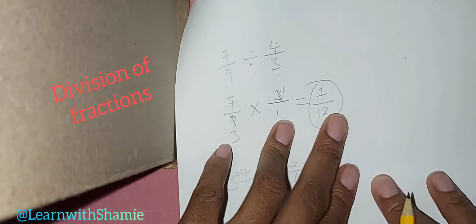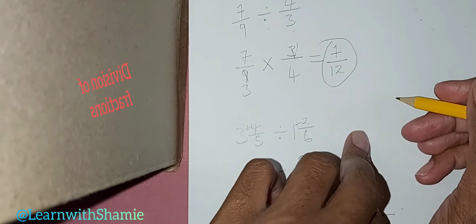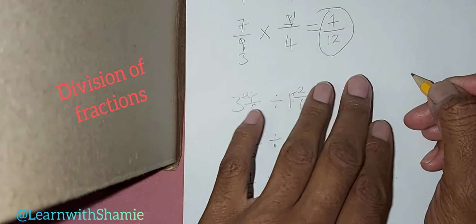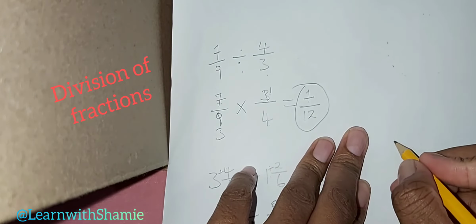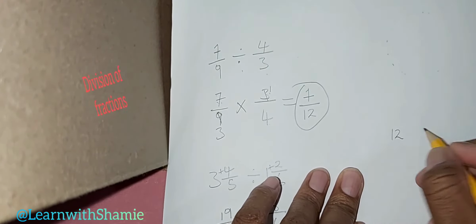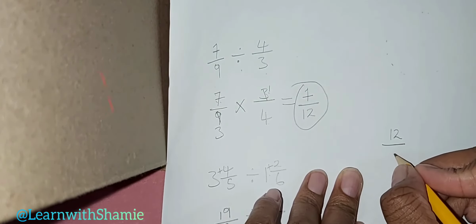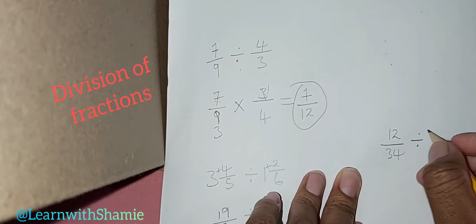One final division example, and this one will be fraction divided by a whole number. So we're going to divide a fraction by a whole number. So we'll say 12 over 34 divided by 3.